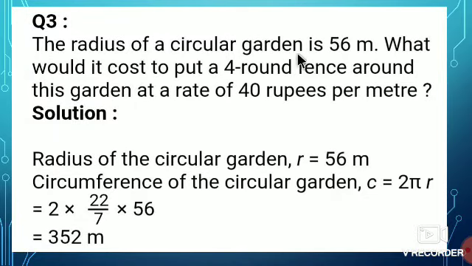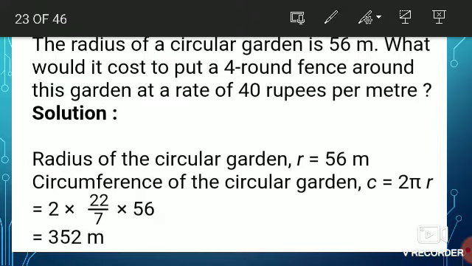The radius of a circular garden is 56 meter. What would it cost to put a 4-round fence around this garden at the rate of 40 rupees per meter? See, the shape of the garden is circular shape and its radius is given, that is 56 meter, and we have to put the fencing around it. Fencing means if this is the circle, if this is the garden, and we have to fence it around it like this, and 4 round fence, so 4 times 2, 3 and 4 like this.